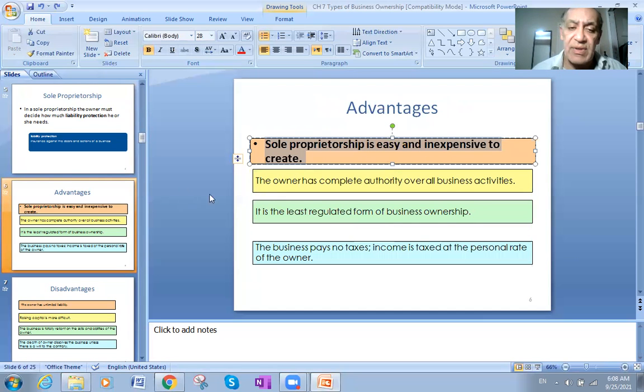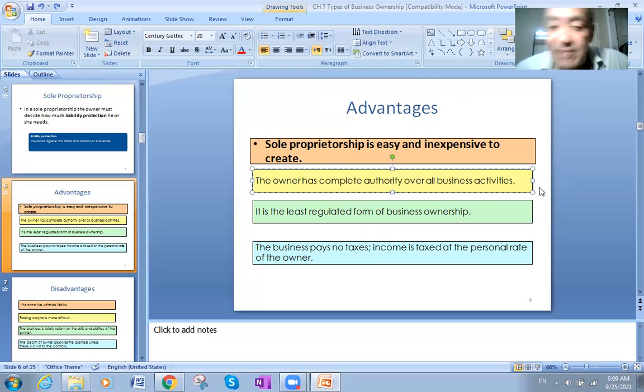Very easy to form. Second, the owner has complete authority over all business activities. He is the authority over any business activity. He is the authority over all his decisions. He is responsible from A to Z. This is the sole proprietorship. Third, it is the least regulated form of business ownership. Yes, because it's not complicated like the corporation. So it's very easy to form.